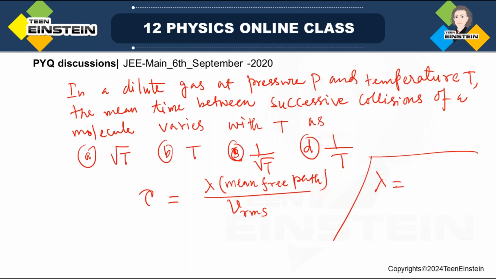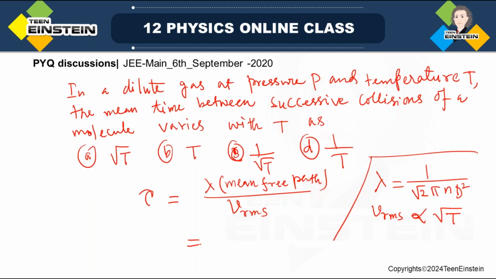So lambda, mean free path, is actually having an expression 1 over square root of 2 pi n d square. N is the density of the molecule, and d square is the diameter square. Okay, and this VRMS is actually directly proportional to root T. This varies as square root of T.